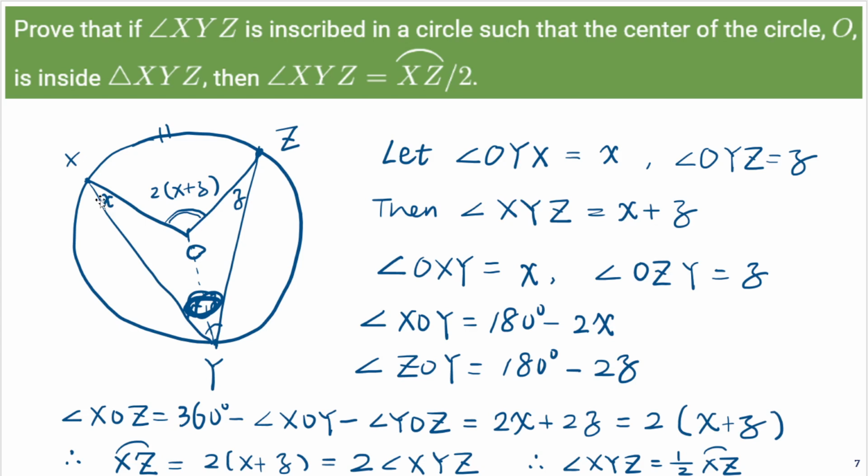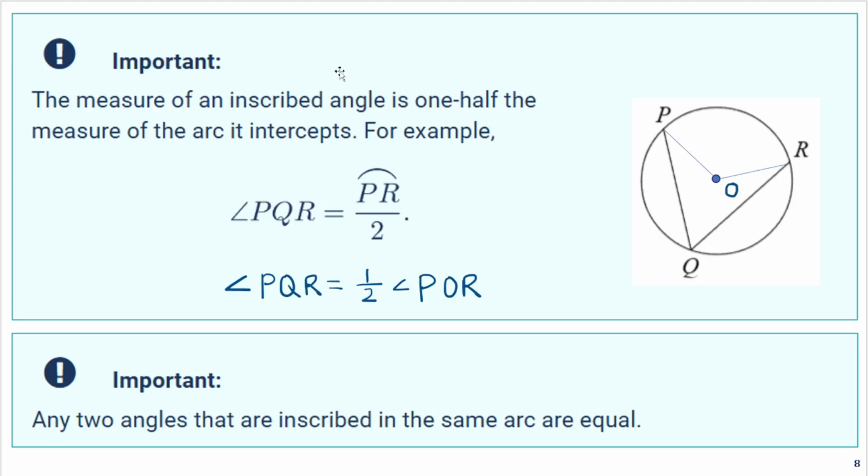Again, this is another important property of the inscribed angle. So let's make a summary here. The measure of an inscribed angle is 1/2 of the measure of the arc it intercepts. For example, if we have a setup here, O, P, Q, R, O is the center of the circle, P, R, Q are points on that circle, we always have angle PQR is half of this angle here, POR, or half of the arc PR.